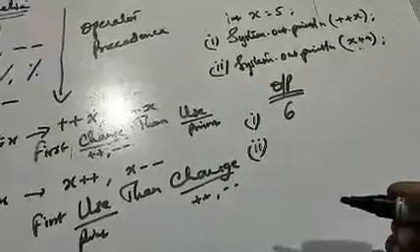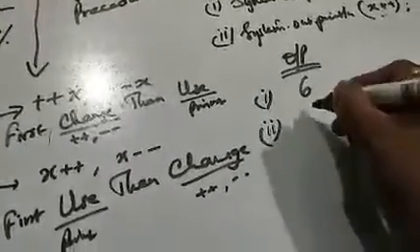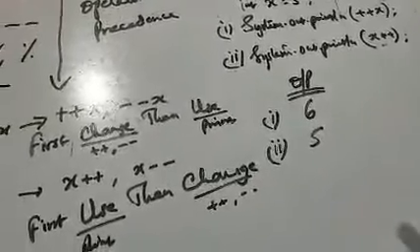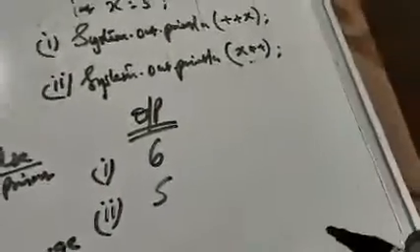In the second case, x is postfix. That means first print the value of x and then increase or decrease, which makes no difference to the output. So here x is 5, so 5 is printed. And then it increases, it becomes 6. It has no meaning for the output because we have already printed. So this is what exactly happens.